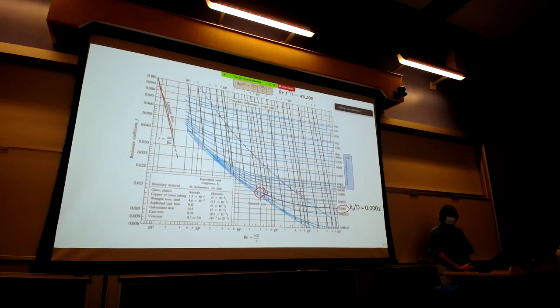Once we have the coordinates where Re f to the 1/2 and k sub s over D intersect, we go horizontally over. And again, I expect you to be able to read 3-place accuracy off this diagram if you use the diagram. And so I read off of this diagram 0.0152 for your friction factor.